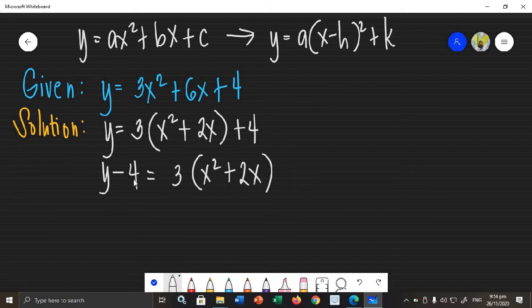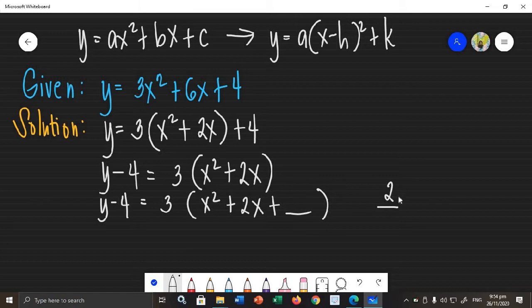Okay? So now, what we need to do is to complete the square here, just like what we did earlier. So y minus 4 is equal to 3 times x squared plus 2x. And we need to look for the missing term there. To look for the missing term, we will use the coefficient of the linear term. So we need to divide the coefficient 2 by 2 and we need to square it. So 2 divided by 2, that is 1 squared, that is 1. So the last term here is 1.